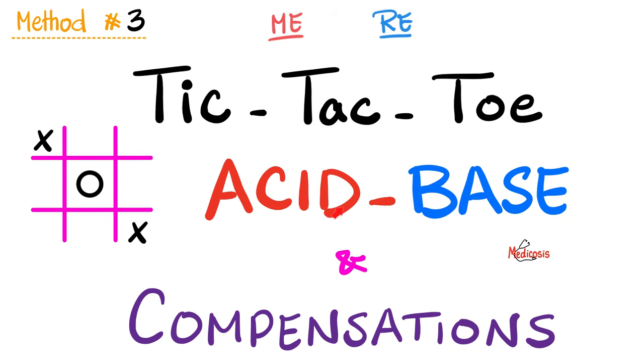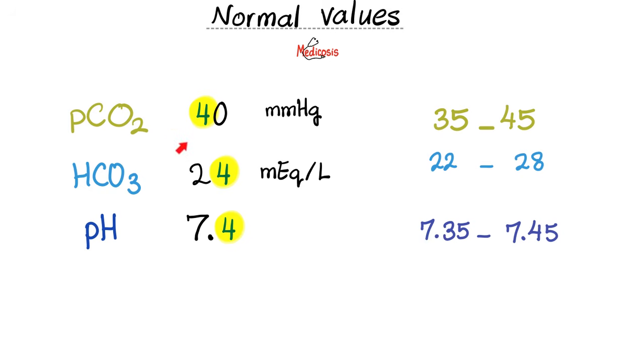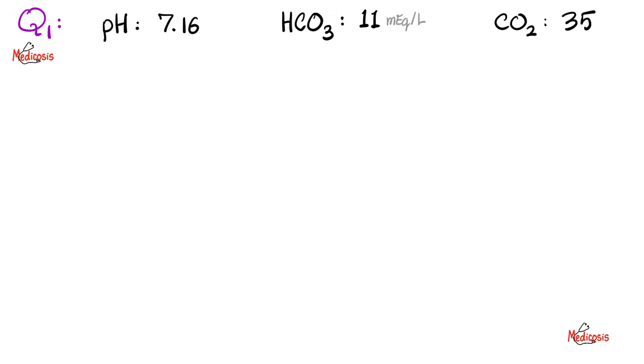And to illustrate this, let's deal with real examples. Before we do this, remember that the carbon dioxide is normally 40, but it ranges between 35 and 45 millimeters of mercury. As for bicarbonate, 22 to 28, and the pH is 7.4, which is 7.35 to 7.45. Let's start with example number 1.